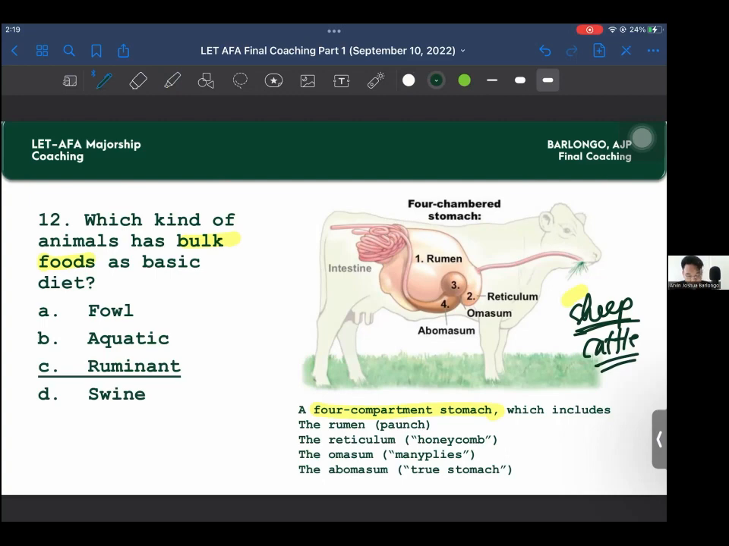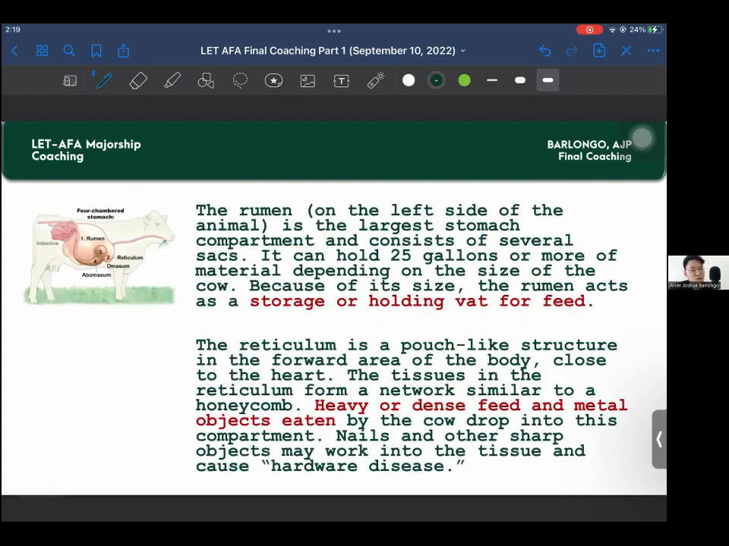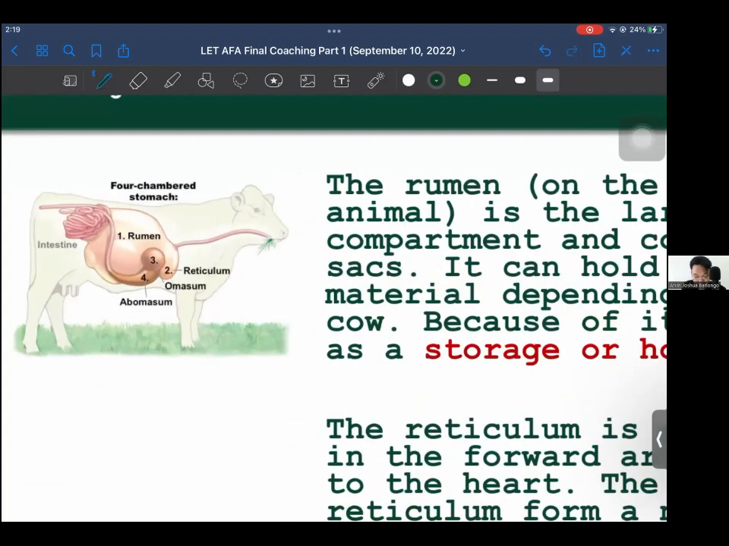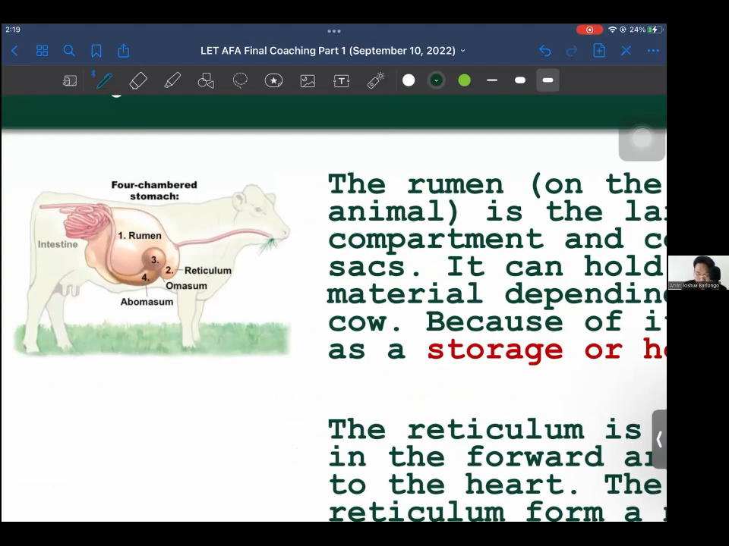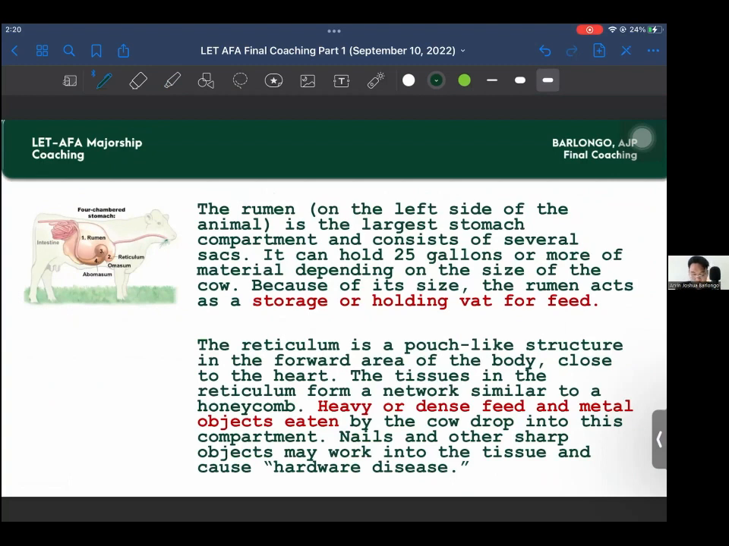Okay? So, let us go to first, the rumen. Ang rumen, ito ang largest stomach compartment. If you can see from the illustration dito sa gilid, parang sobrang laki niya, di ba? Kasi it can house 25 gallons or more na water o kaya naman materials. Siya yung pinakamalaki. Thus, ang kanyang purpose ay mag-store or mag-hold ng bulk feed. Dahil siya ay malaking space, doon i-store ang mga kinakain ng baka or ng ating mga ruminants.